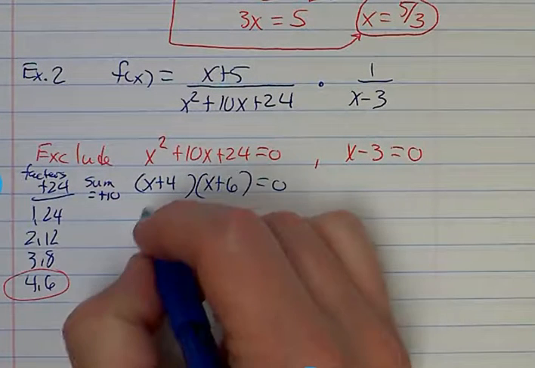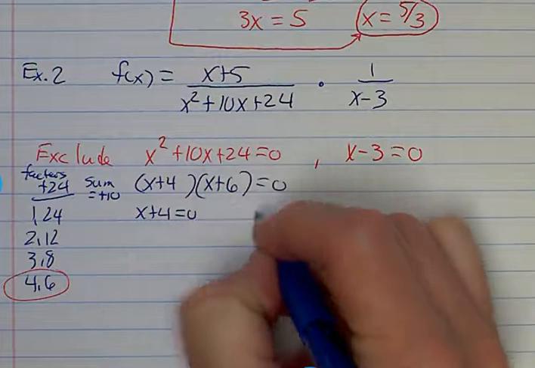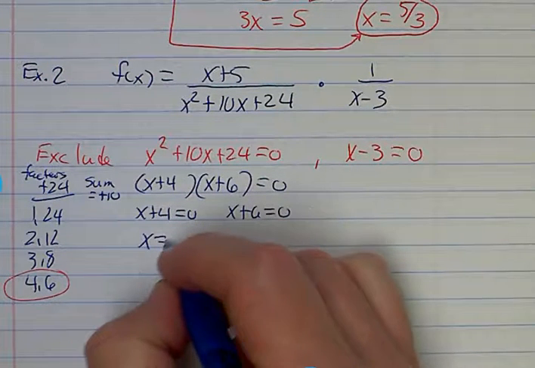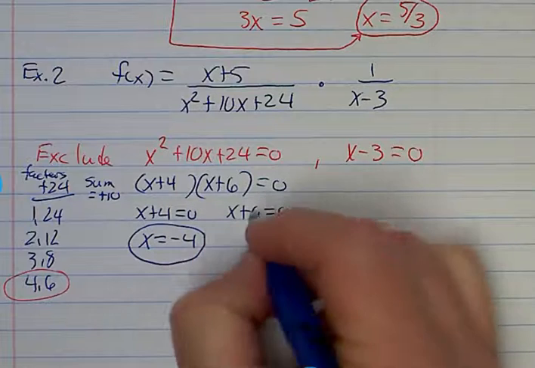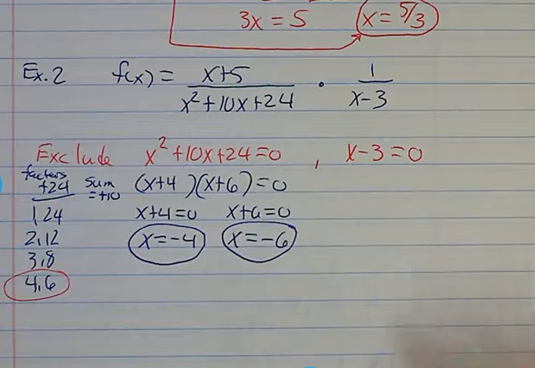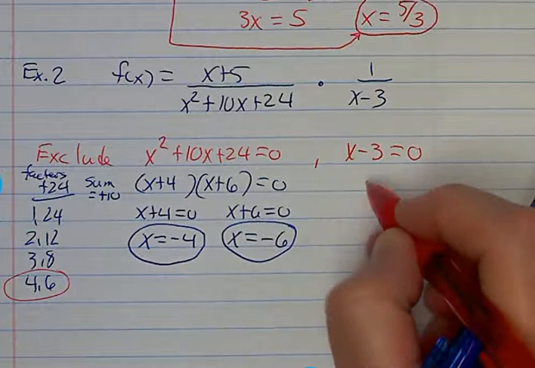And then setting each of those equal to 0. Pretty easy to solve for those. Just change the signs. So subtract 4 from both sides. Subtract 6 from both sides. And for the other one over here, just add 3 to both sides.